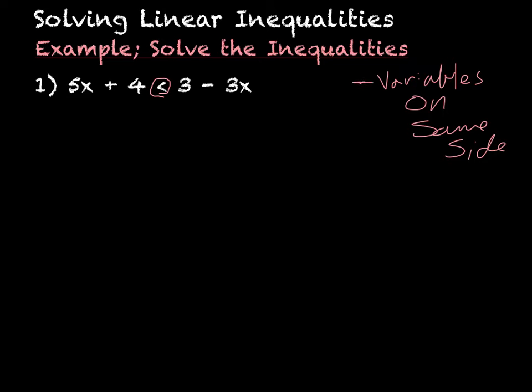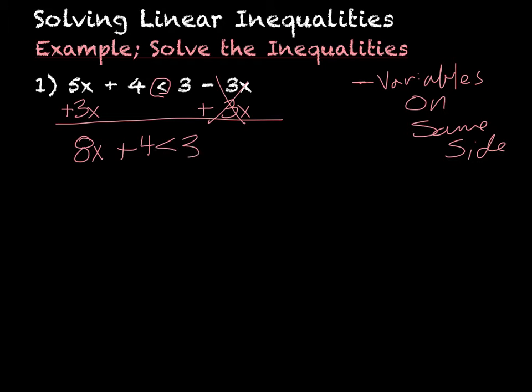And I'm going to do that first. Okay, so I have a 5x on one side of the inequality and a minus 3x on the other side. So since it's minus 3x, I'm going to add 3x to both sides. So 5x plus 3x is 8x, plus 4 is less than 3. So then I have to subtract the 4 from both sides to get my constants on the other side.